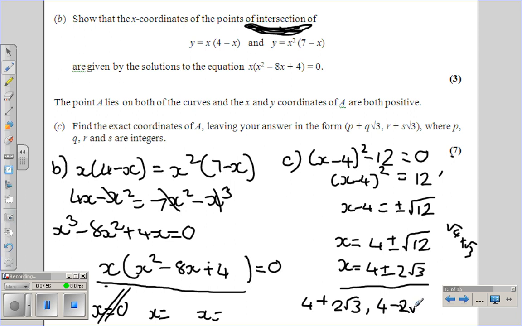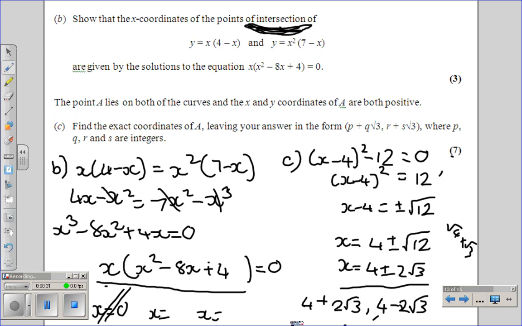Now it does say again, the point A lies on both of the curves and the x and y coordinates of A are both positive. So the x coordinate has to be positive. This is a positive number, 4 plus 2 root 3. 4 minus 2 root 3 is also positive, unfortunately, because, you don't have a calculator, but root 12 is less than 4, it's 3 and a bit. And 4 take away 3 and a bit is going to be positive. So at the moment, we can't eliminate either one of these.